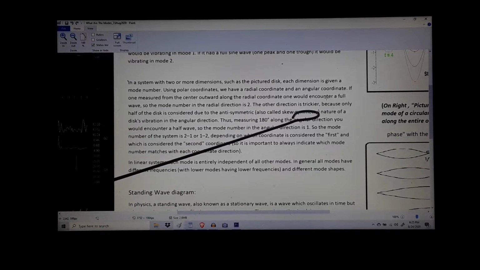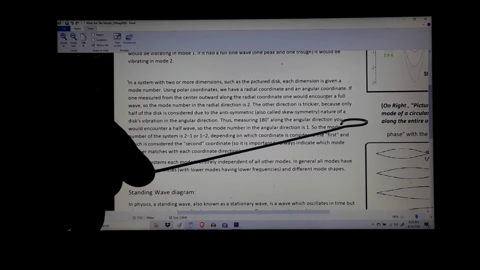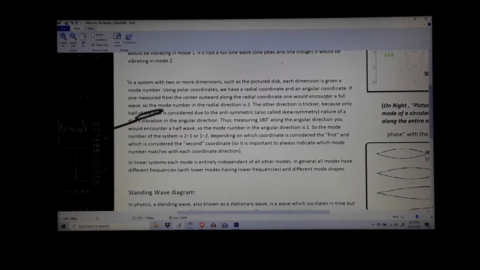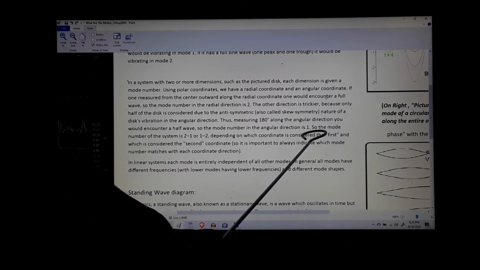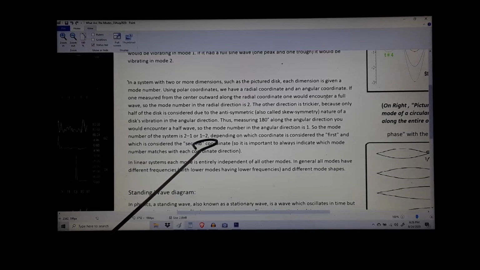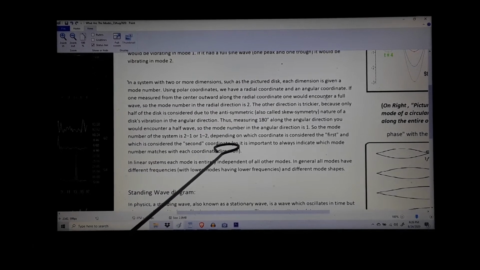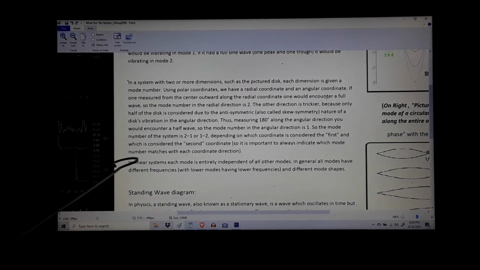And the other direction is trickier, only because half of the disk is considered due to the anti-symmetric, also called skew-symmetry, nature of a disk's vibration in the angular direction. Thusly, measuring 180 degrees along the angular direction, you would encounter half a wave, so the mode number in the angular direction is 1. So the mode number of the system is 2 to 1 or 1 to 2, depending on which coordinate is considered the first and which is considered the second coordinate. So it is important to always indicate which mode number matches with each coordinate direction.